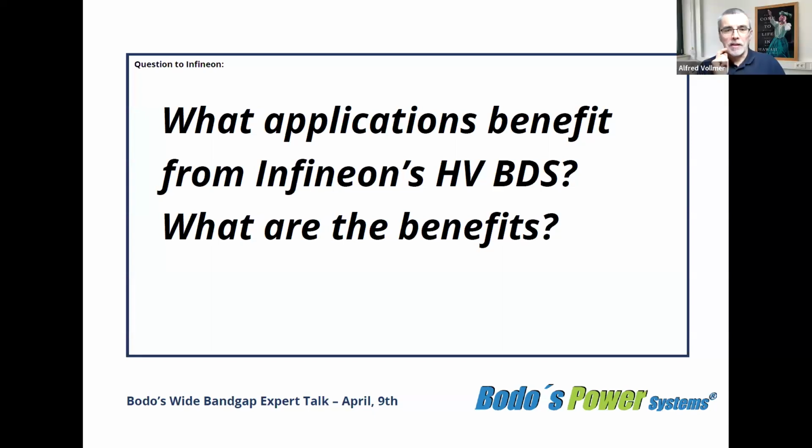So the next question already popped up. What applications benefit from Infineon's high voltage bidirectional switches?